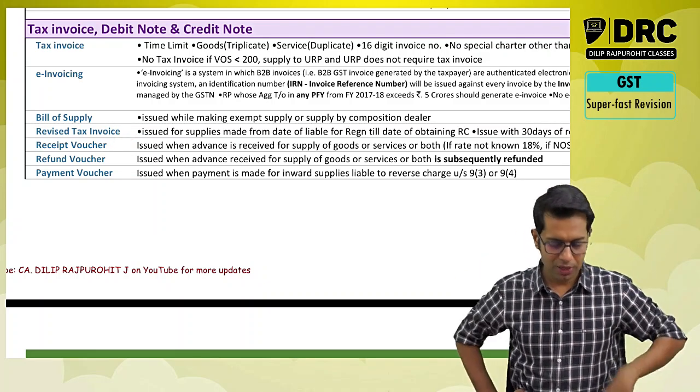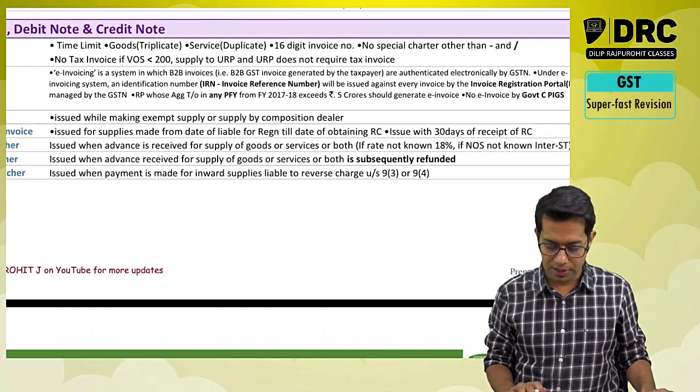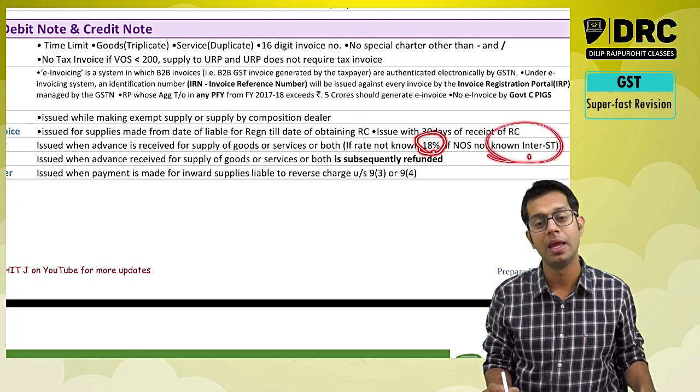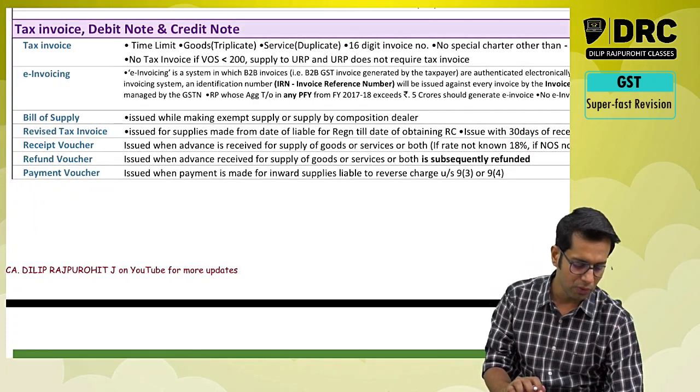Then receipt voucher. Whenever you receive any advances for making a supply, you will have to issue a document called a receipt voucher. At the time of receipt of advances, if you don't know the tax rate, apply the tax rate of 18%. If you don't know the nature of supply, then take the nature of supply to be interstate supply.